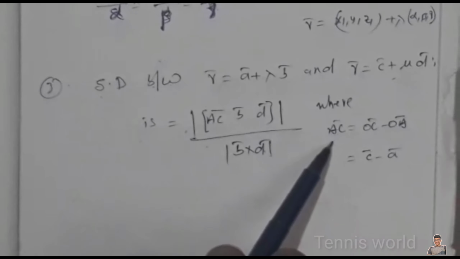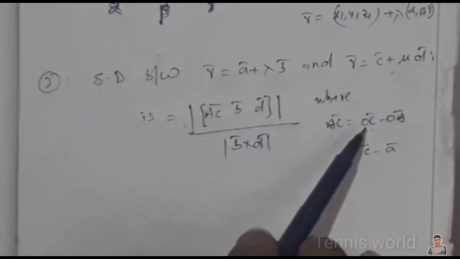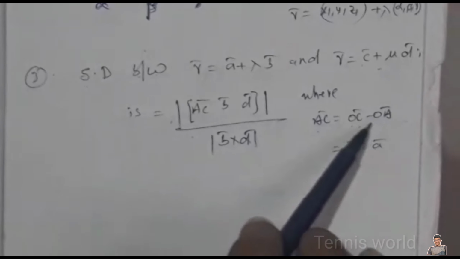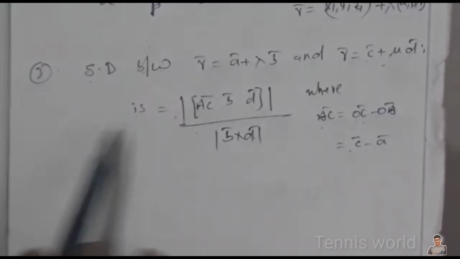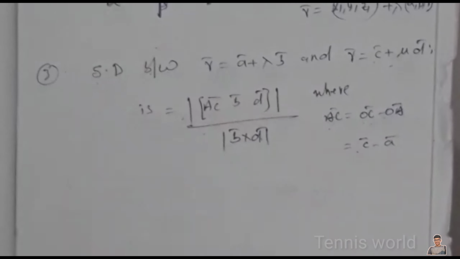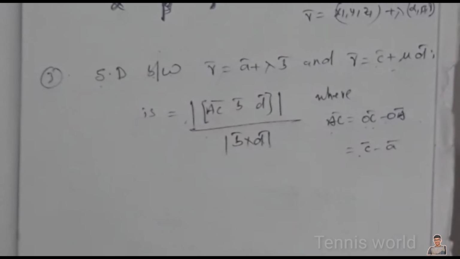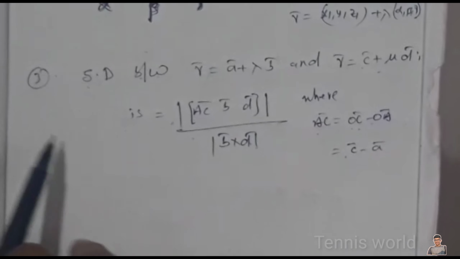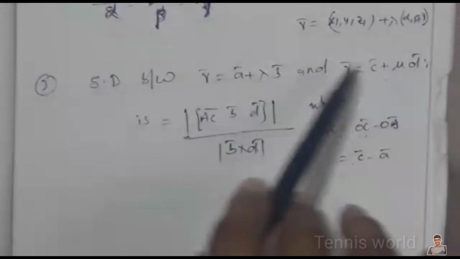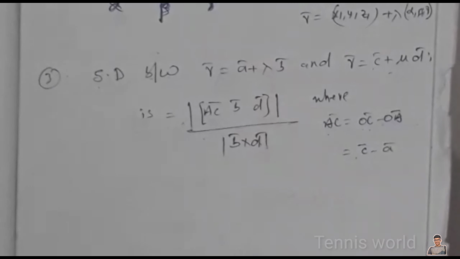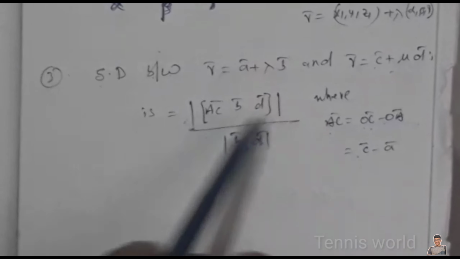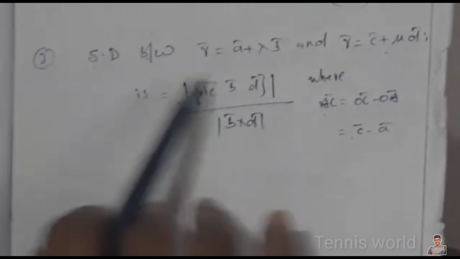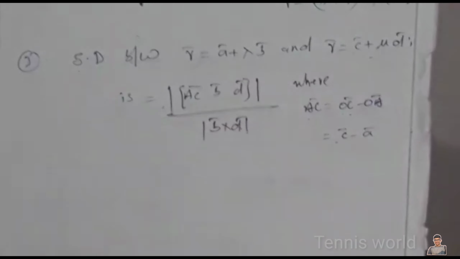So how to find it? Here AC is OC minus OA. What is the OC here? Small c, the small c vector, minus OA, meaning small a. We already learned this formula in our first year Maths 1A vector chapter. This is the most important formula to find the shortest distance between these two types of lines. So the formula is mod of the box of AC, B, D by mod of B cross D. This is the well-known formula in our first year syllabus.